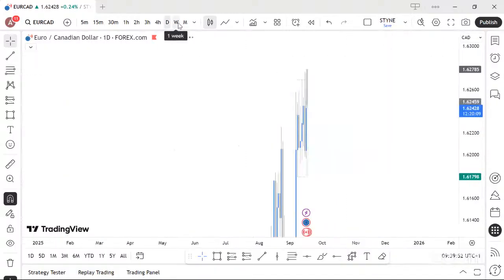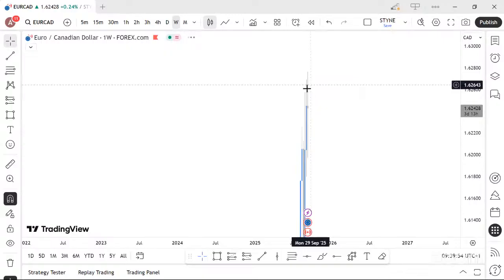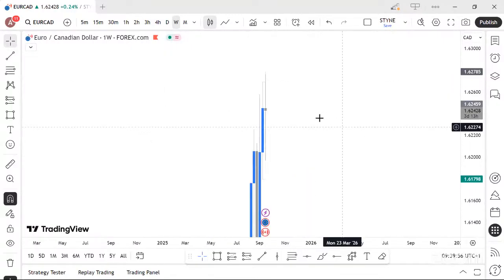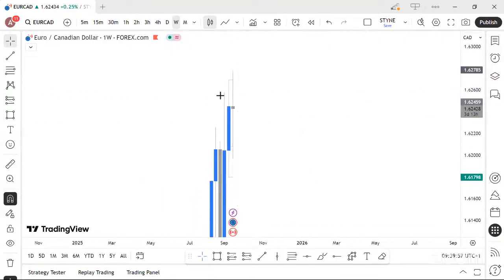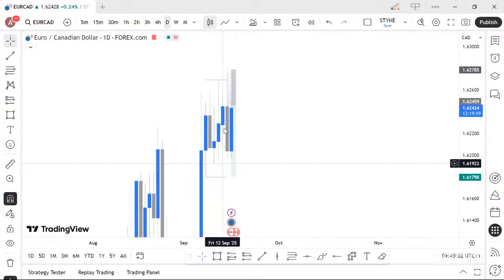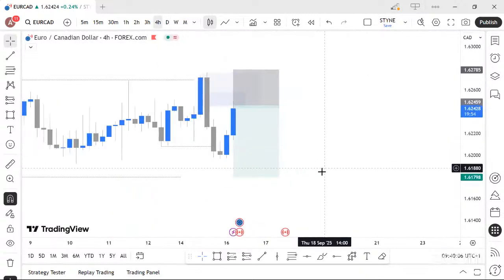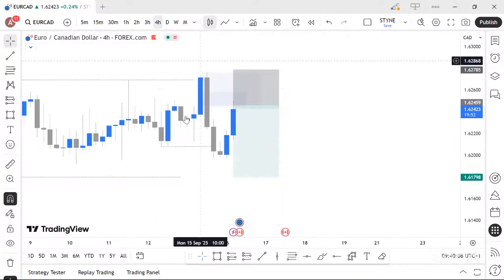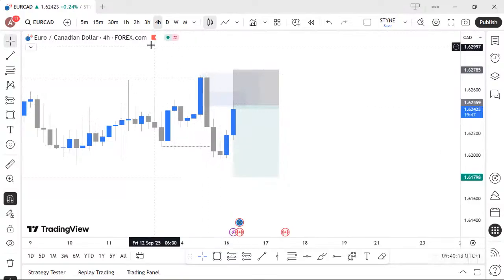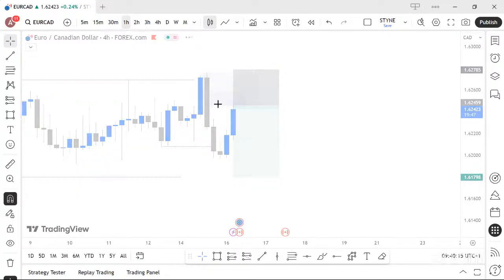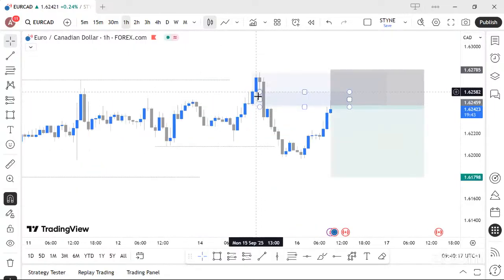Starting from the weekly time frame, we are sweeping the high, as you can see. The daily has given us a fully bearish engulfing candle. Now the 4 hour time frame is giving us a sweep and a break, and there's another fully bearish engulfing candle formation here. The 1 hour has given us a fair value gap. This is imbalance.